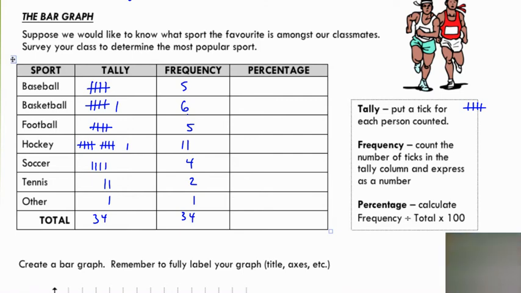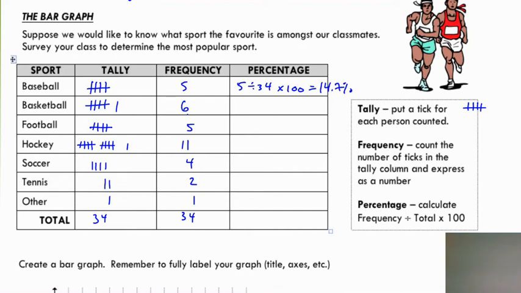Okay, so we want to put these into percentages. If 34 is our total, then we have 5 divided by 34, and then times 100. So let's do that on our calculator. Again, talking about frequency, it's the count of the number of ticks in the tally column expressed as a number. Percentage is your calculation divided by the total times 100. So 5 divided by 34 is 0.147, times 100, so it's 14.7%. We can carry a decimal here.